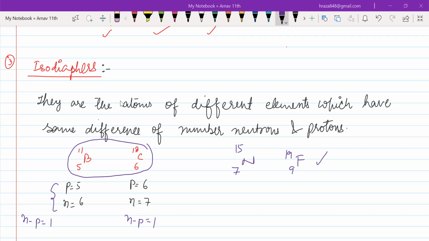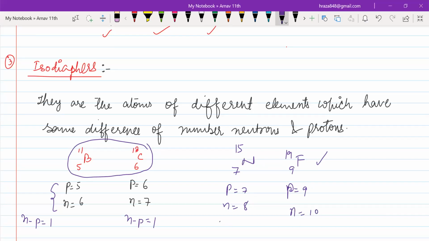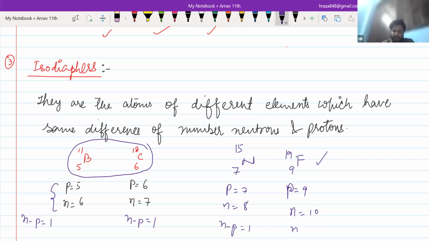Yes, sir. They are isodiaphers. How did you know that? You just calculated, right? Yes, sir. So P is 7, N is 8. P is 9, N is 10. So N minus P is equal to 1, N minus P is equal to 1. Very good.